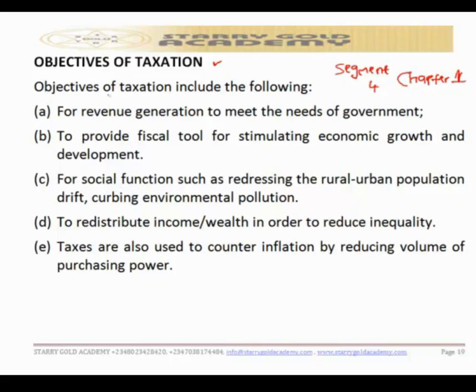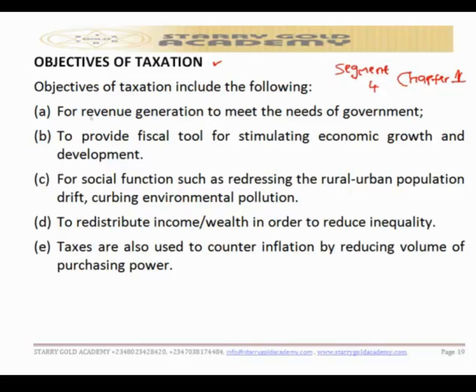Alright, so objectives of taxation include the following. As well, what is taxation? It's a process whereby a group of people contribute towards the development of a nation. How do they contribute? They contribute by paying tax to the government, so the government is going to develop the nation for them. So the objectives of paying tax, which is taxation, include the following.